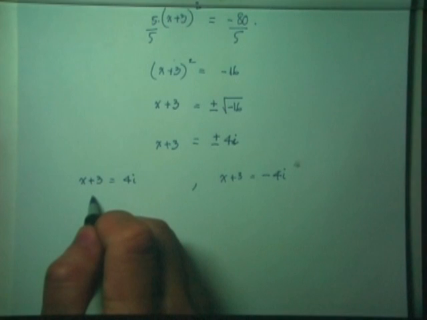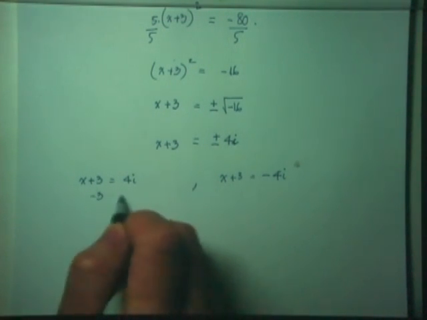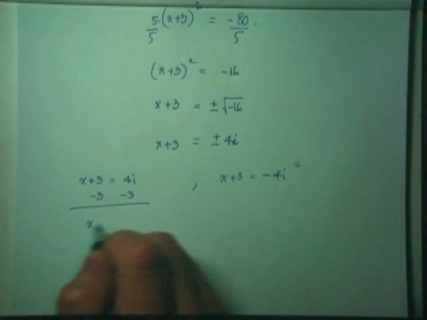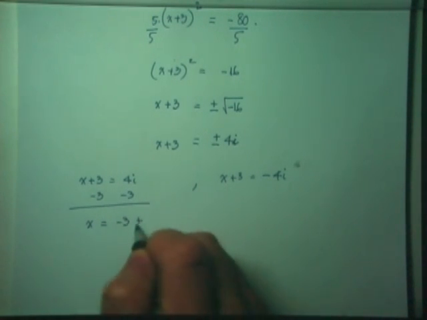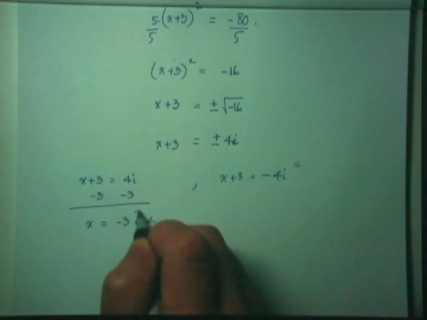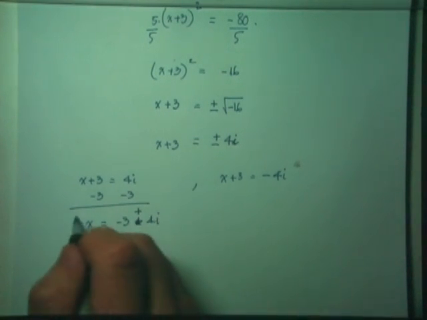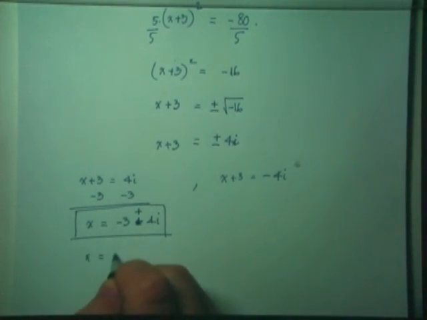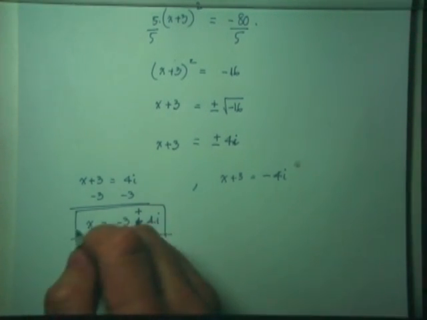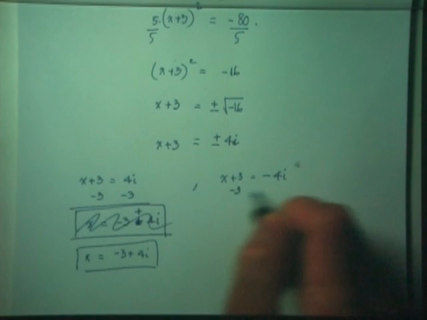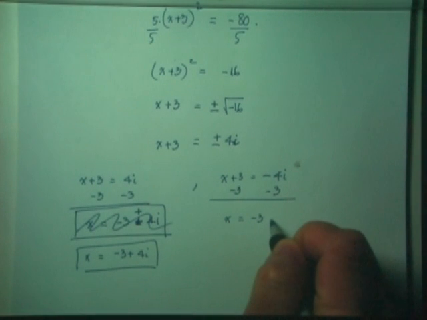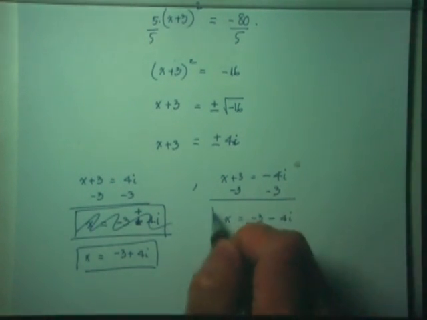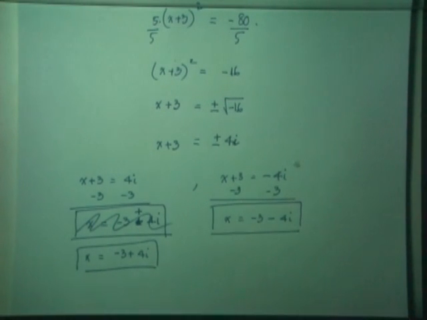So my final step here to solve for x is subtracting 3 from both sides of my first equation, and that gets me x equals -3 plus 4i. So my first solution would be -3 plus 4i. My second one is going to be, once again, I'm subtracting 3 from both sides. That gets me x equals -3 minus 4i. And that is my other solution for this equation.